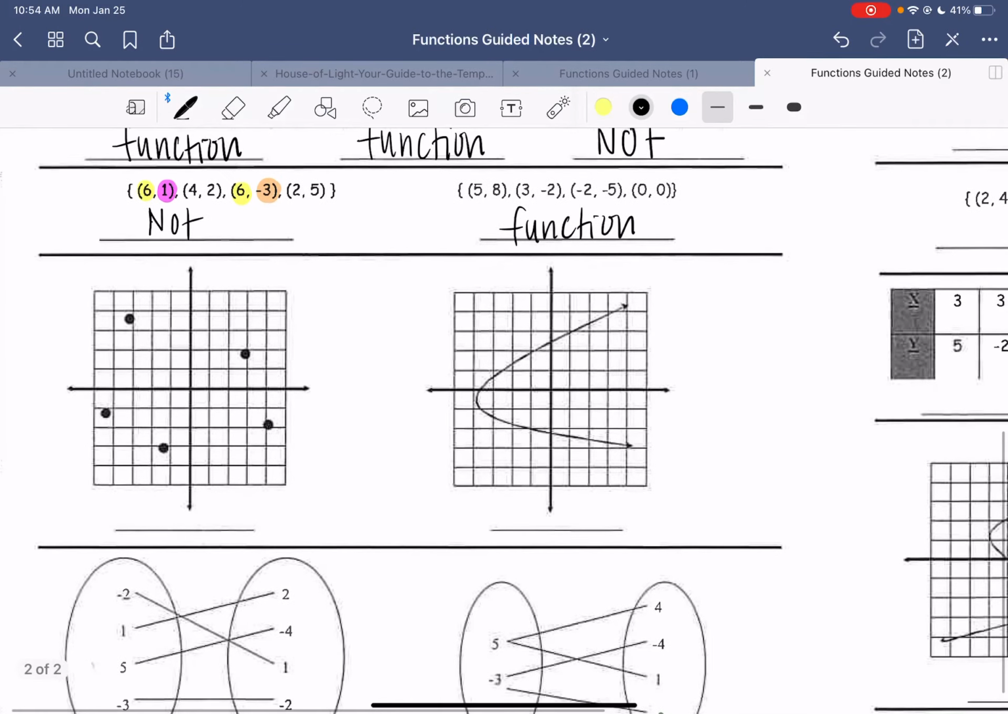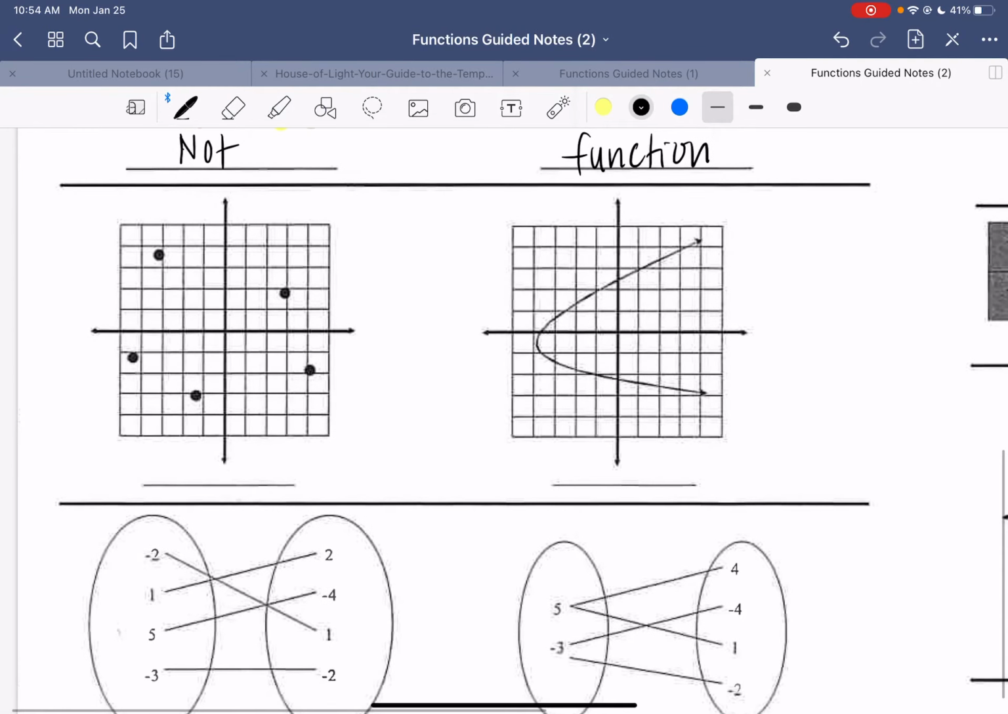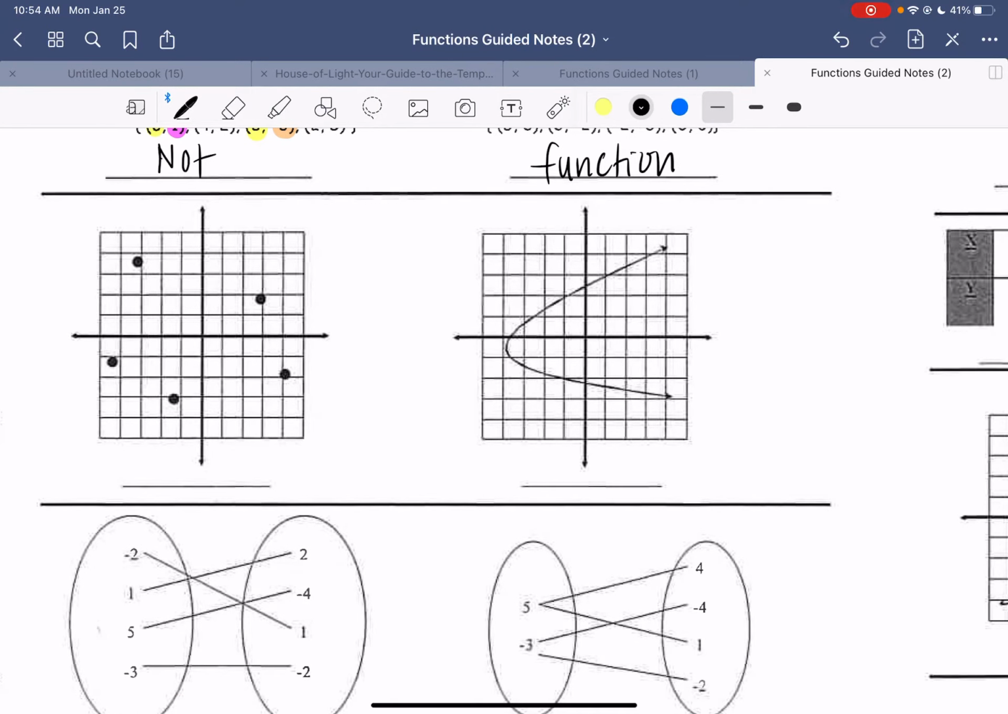On this next set, these next two, we have a graph, which means we can use the vertical line test. So I'm going to go ahead and create a vertical line for our test. If I take this vertical line and drag it across my graph, in order for it to be a function, it can only touch one dot on the graph at a time.